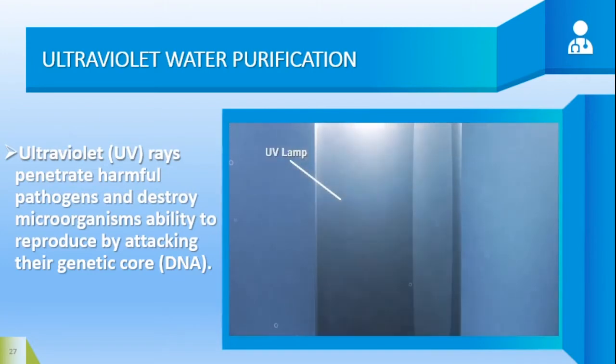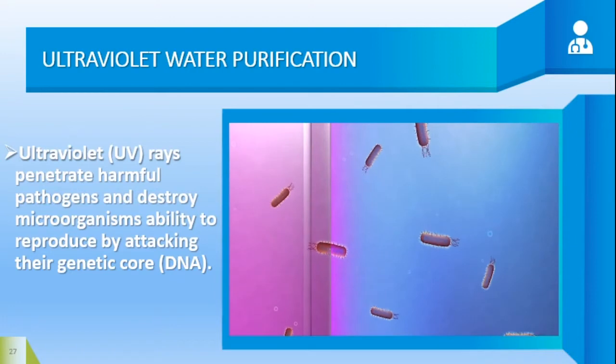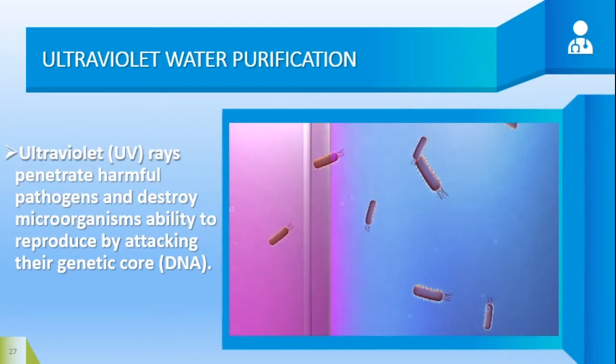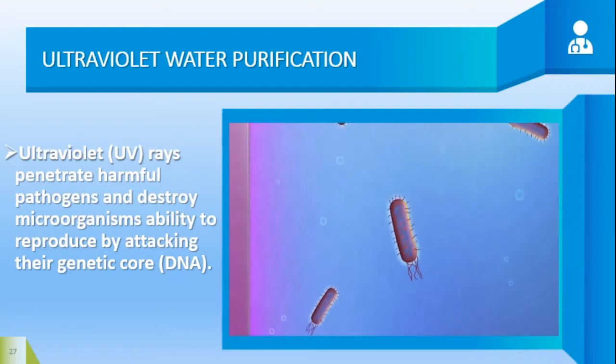Ultraviolet, or UV light, uses radiation to disinfect. As water passes through a tube, it's exposed to ultraviolet light. When water is exposed to light for enough time, microbes in the water are exposed to UV radiation. This changes the DNA of microbial cells, killing them.